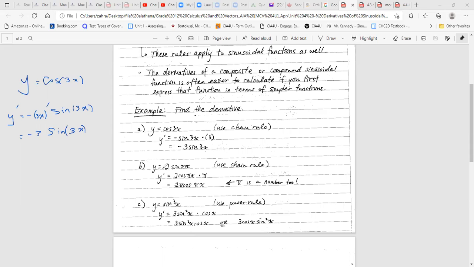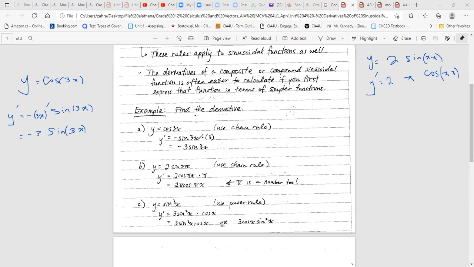Another one, b. Y is 2 sine pi x. So again, we take the derivative of the whole thing. Make sure the constant remains the same as here. The derivative of sine is cosine, positive cosine pi x. And then we multiply it by the derivative of what is inside the sine. Inside the sine is pi x. So what is the derivative of pi x? It is pi. So multiply by that.